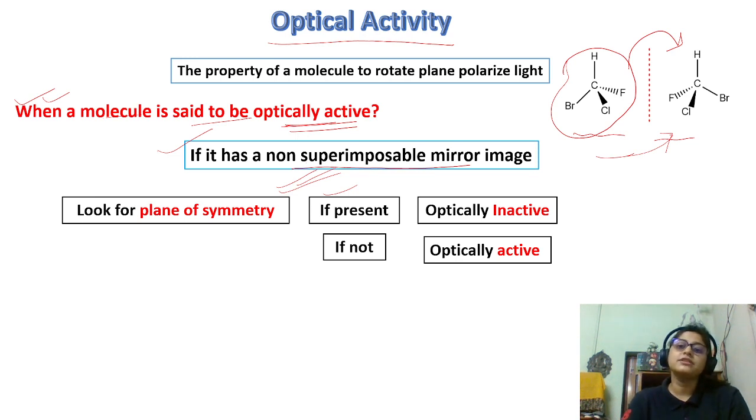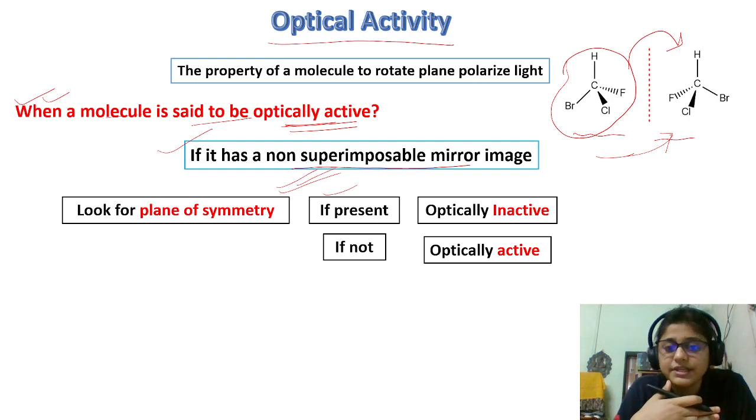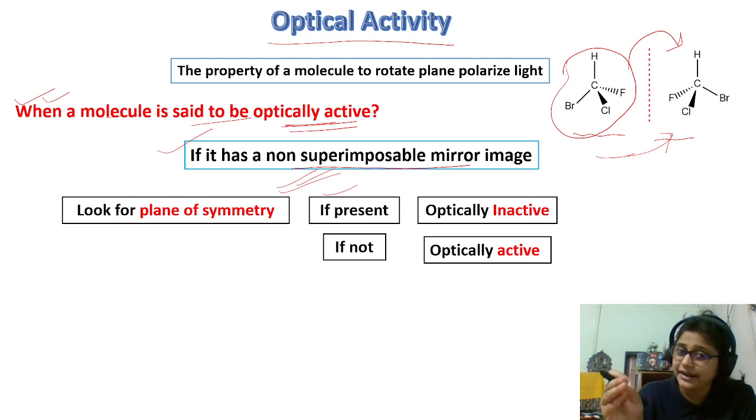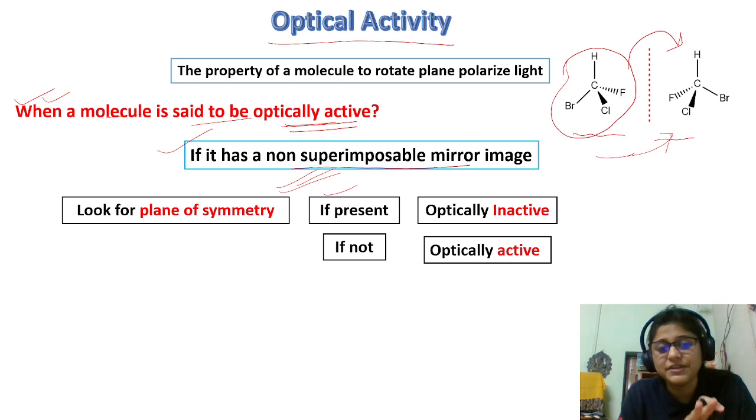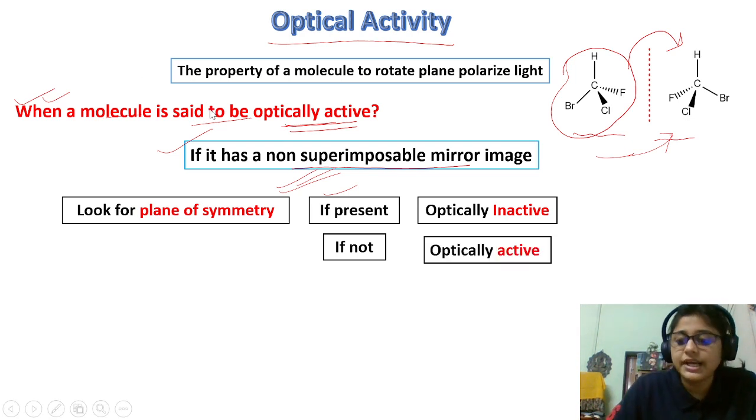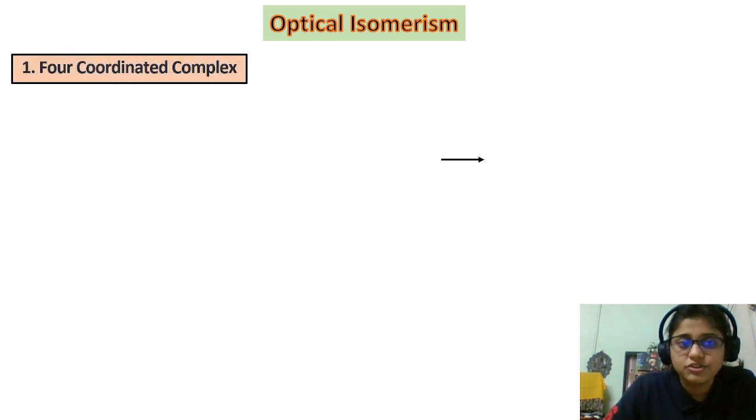What do you learn in this slide? See the molecule, draw the structure, look for whether it has any plane of symmetry. If you see any plane of symmetry, this will be optically inactive. If any plane of symmetry is not there, then it is optically active. You'll understand it by the question solving.